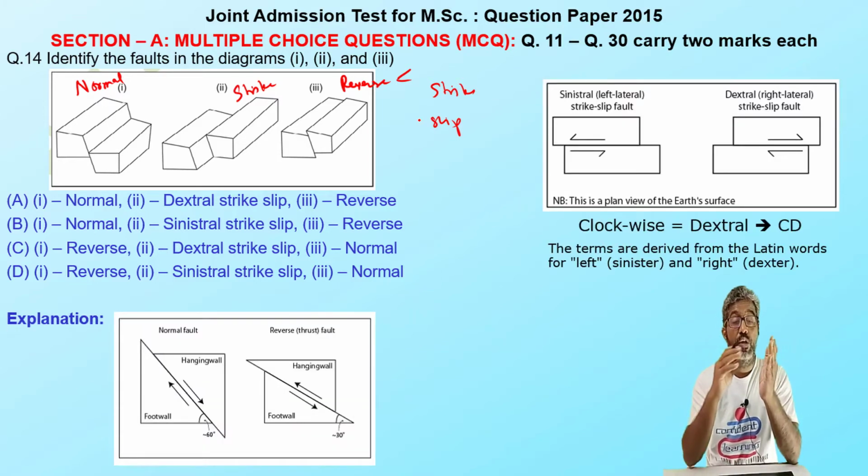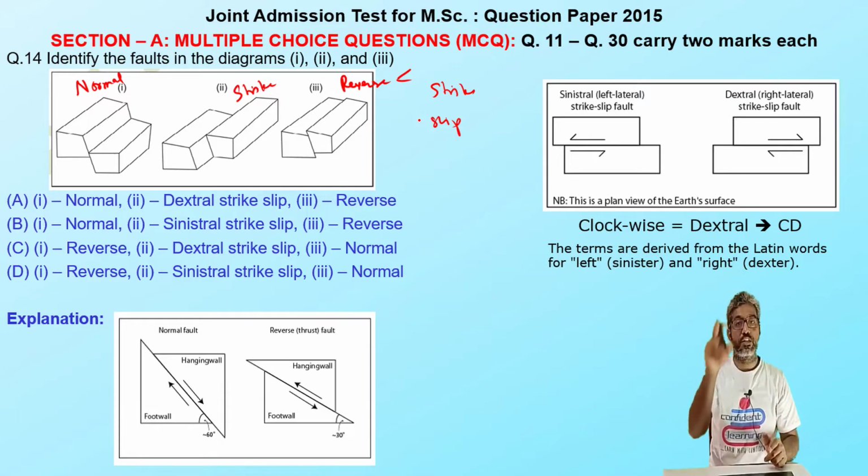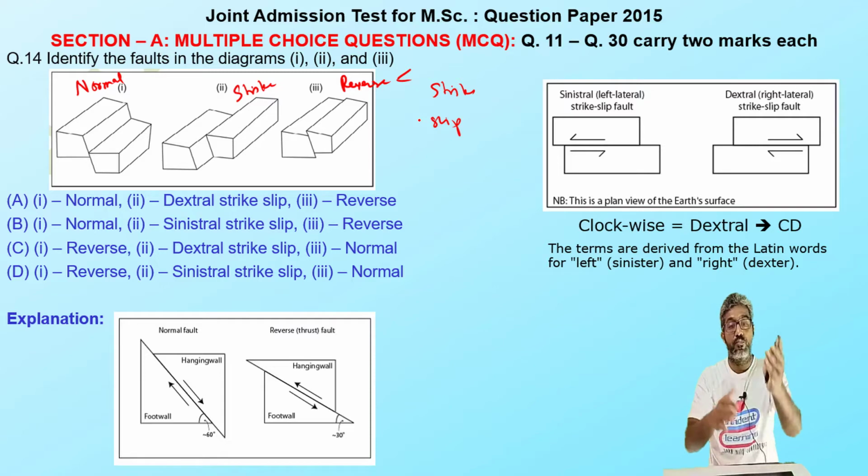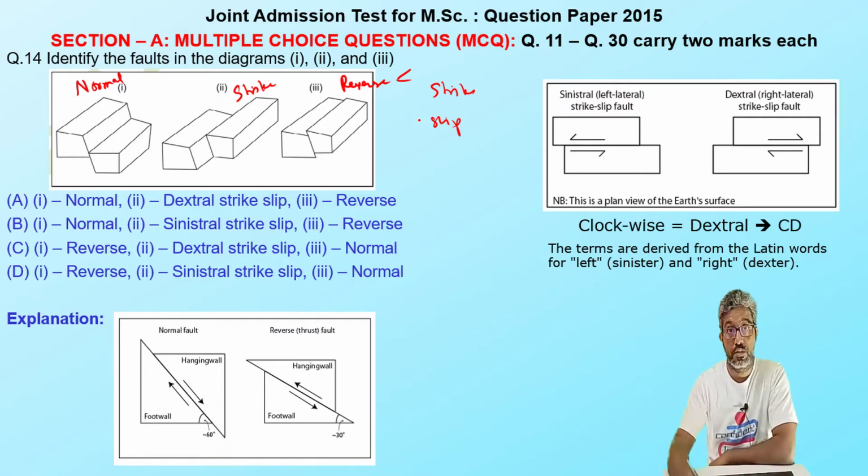As you know, if the clock is moving like this, we used to call it the clockwise direction, and in terms of Latin it is known as the dextral direction. If the clock is moving in the opposite direction, it is known as sinistral. So if you are looking at the fault, and the block is moving opposite to the clock direction, this is known as sinistral. If it is moving in the clockwise direction, it is known as the dextral sense of movement.